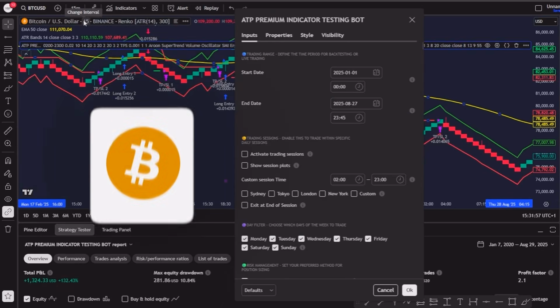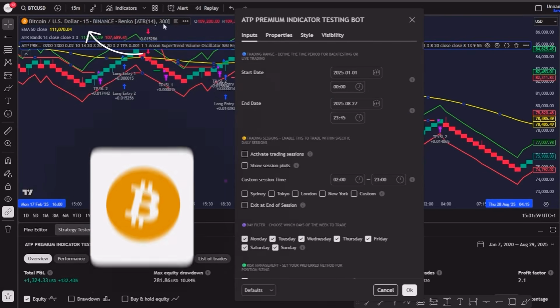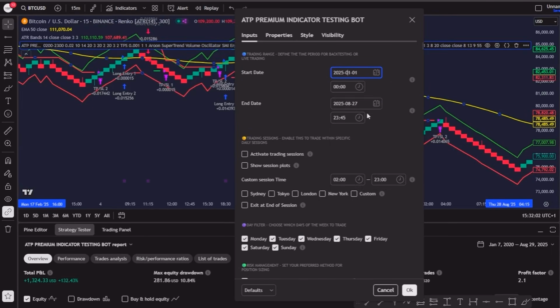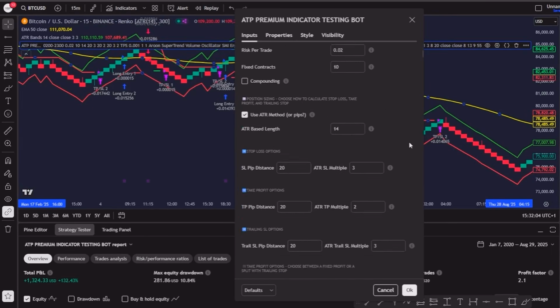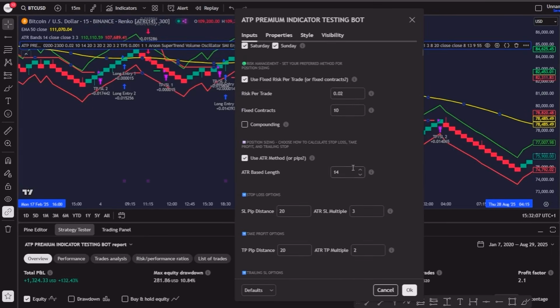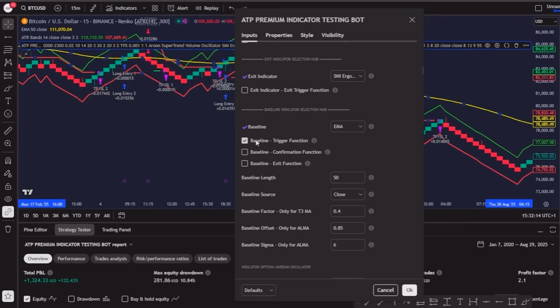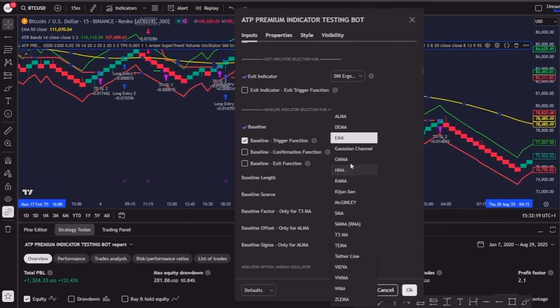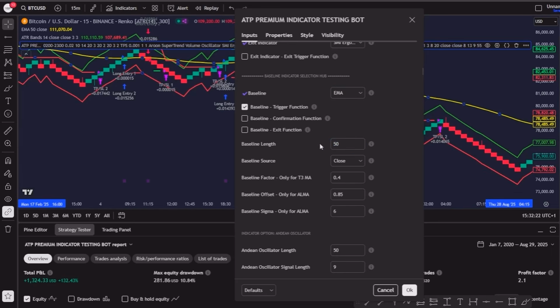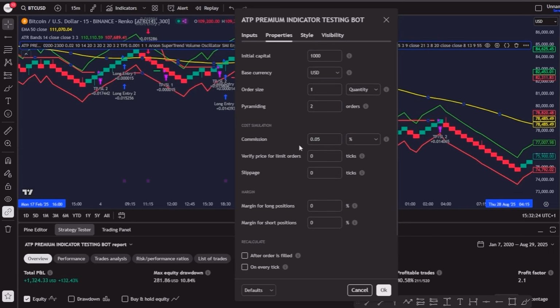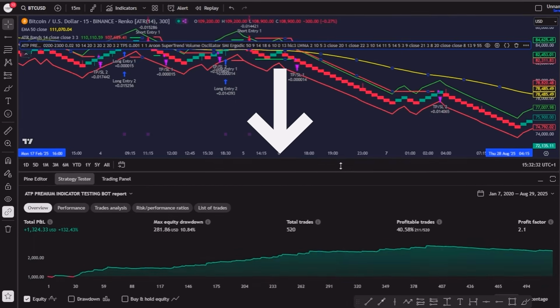We'll start with Bitcoin on the 15-minute Renko chart. Our testing window will cover 2025. Here I insert the risk management rules we talked about and also a 2% risk per trade. And then I just need to activate the trigger function from the baseline option, select EMA from the list of indicators and then insert the length of 50. Lastly, I will go to the properties section and insert a commission per trade of 0.05. After clicking on OK, here are the results.